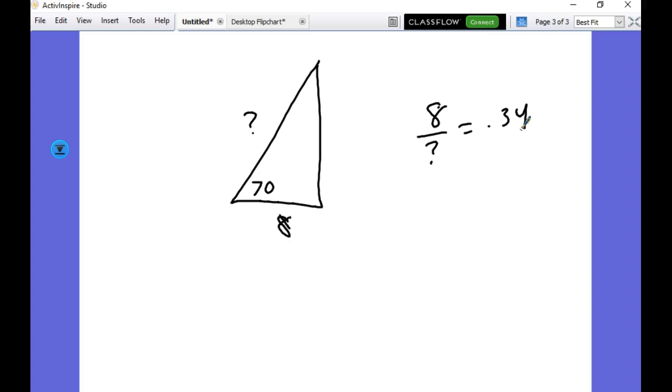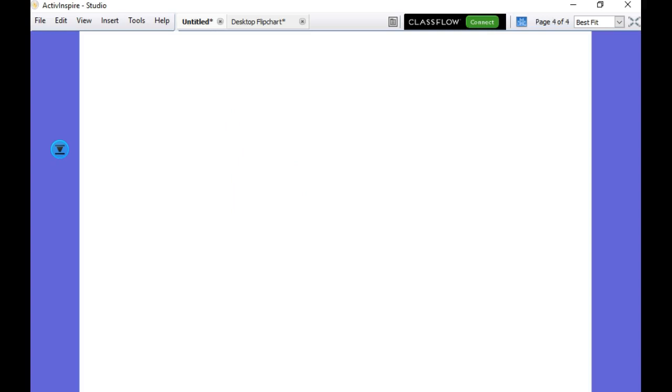Okay, so trigonometry is the relationship between the angles and the sides of a triangle. Okay, so let's go ahead and write down a definition now that we've got that.